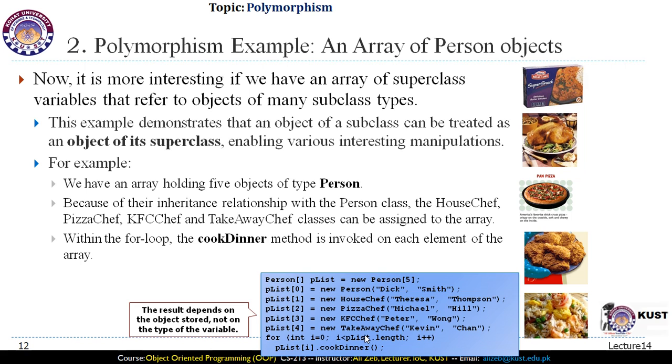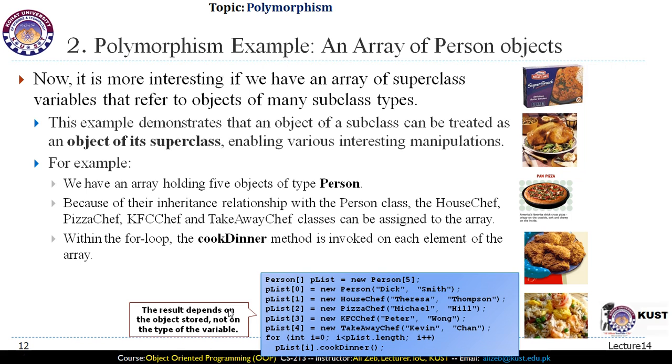As we were doing previously, using the objects of each class separately, and calling the cook dinner method, the same will happen over here: we get different kinds of results for each call to the cook dinner method based on the calling object. The result here depends on the object stored, not on the type of the variable. So it doesn't matter that the type of this variable is the person class, but the type of the object that the variable is storing, and that is what matters.